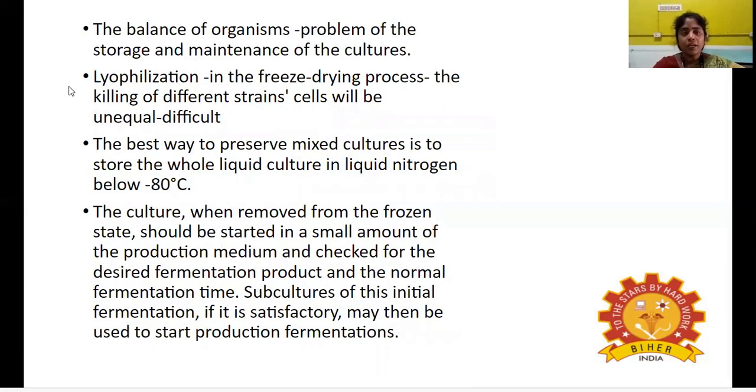The organism of a mixed culture has to be stored in a lyophilized condition, or in a liquid nitrogen cylinder at a temperature of about minus 80 degrees centigrade. The main problem in mixed culture fermentation is the storage and maintenance of the culture. Once we mix the two cultures for the fermentation process, they have to be stored in such a way as to prevent contamination, by storing in liquid nitrogen, which is below minus 80 degrees centigrade.